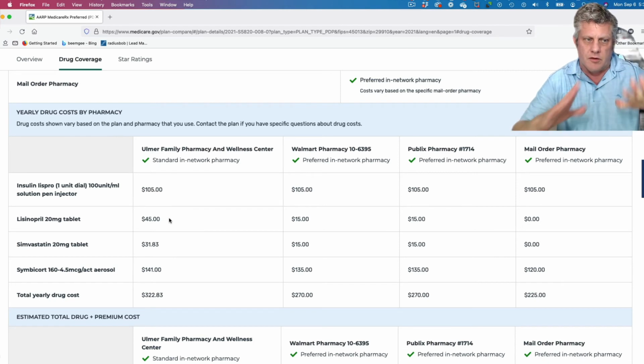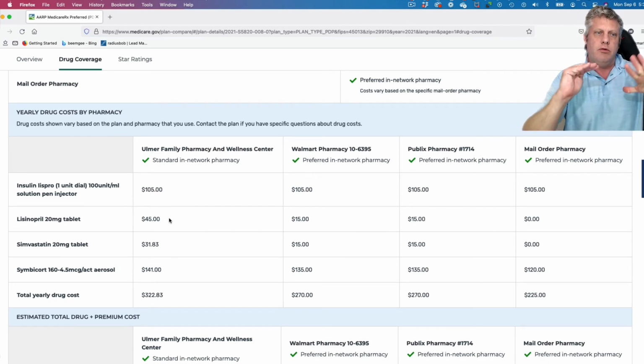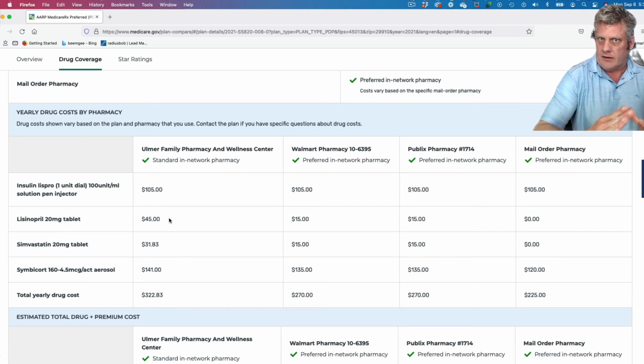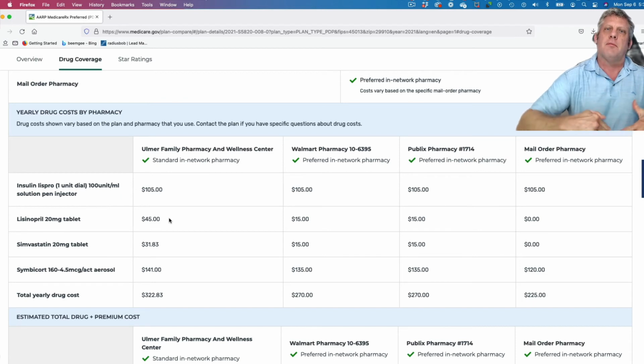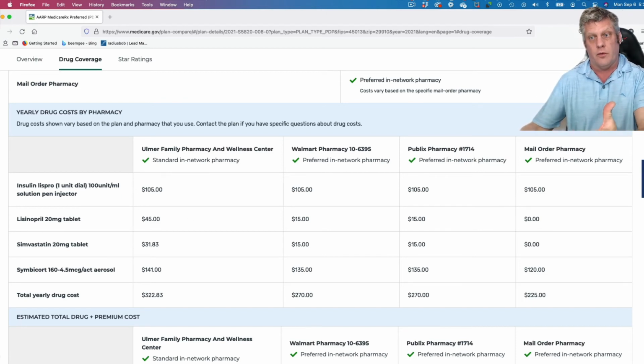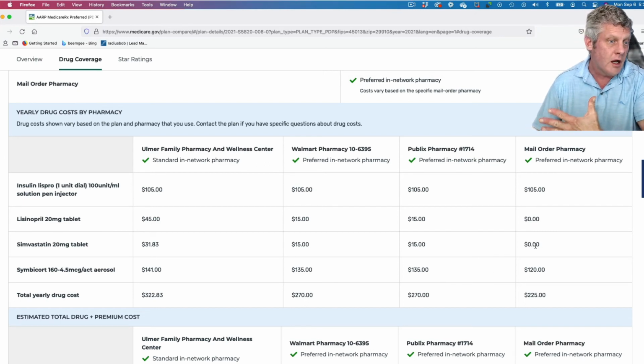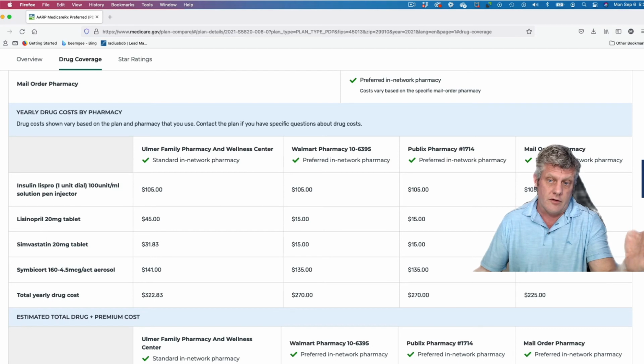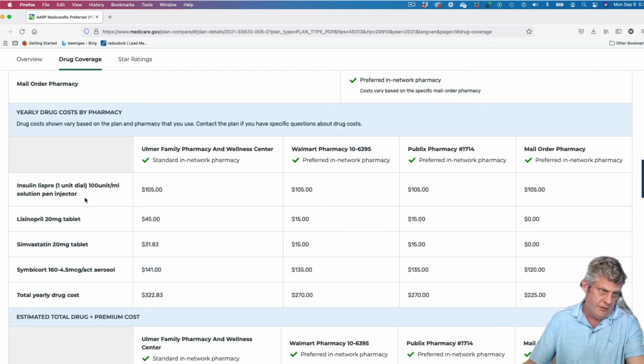A couple things you want to realize: which pharmacy you go to dictates how much more you'll pay for a drug. Not only the pharmacy, but how you get your drugs. In this situation with mail order, check it out. Lisinopril, you can get a 90-day supply for free. Simvastatin, a 90-day supply for free. Symbicort is going to cost you $120 for a 90-day supply, so that's $40. And again, tier 3 insulin, $105, so that's $35 a month.